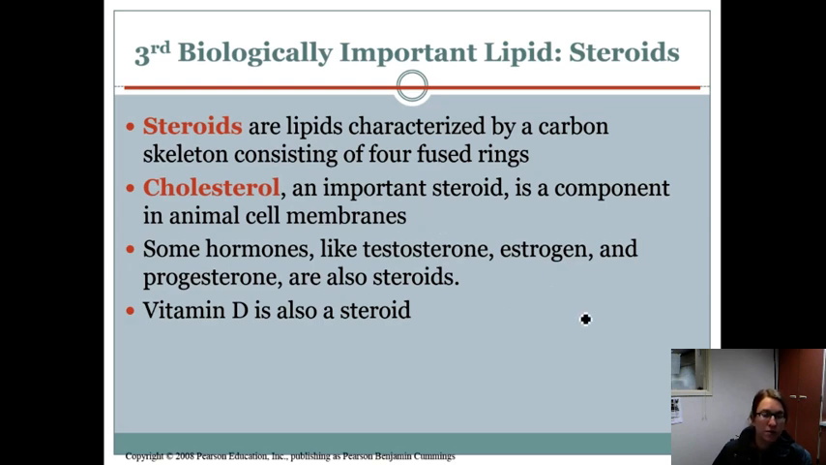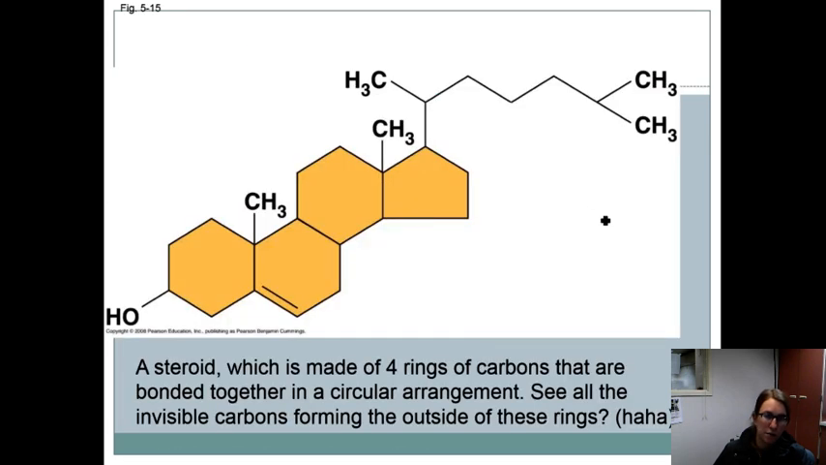A lot of hormones are steroids, especially the sex hormones like testosterone and estrogen. And when people take steroids for sports, for muscle growth, it's often a synthetic version of testosterone. Vitamin D is a steroid too. It's actually really similar chemically to cholesterol. So here's a picture of a steroid. This particular one is cholesterol, and they always have 4 fused carbon rings. So you can see the yellow rings over here, and the reason we call them carbon rings is because, see all those unlabeled corners? Those are carbons.